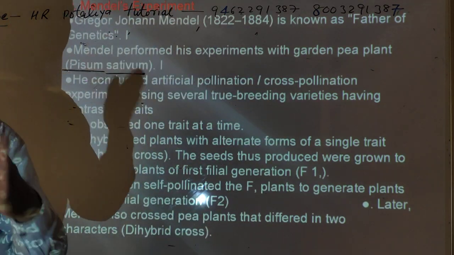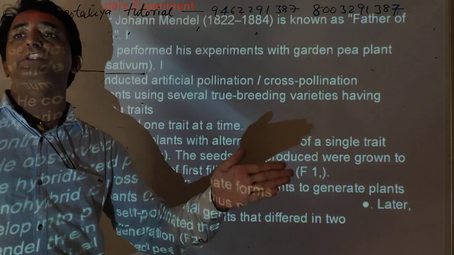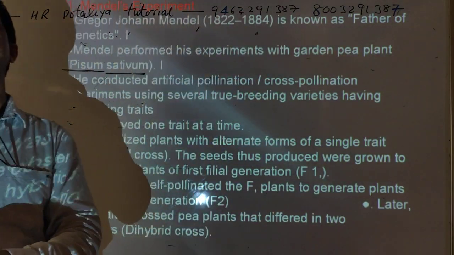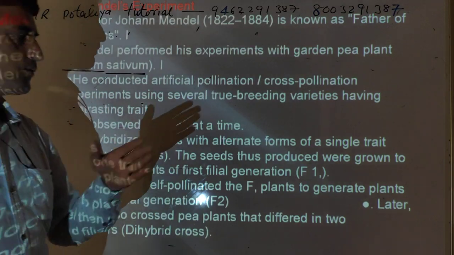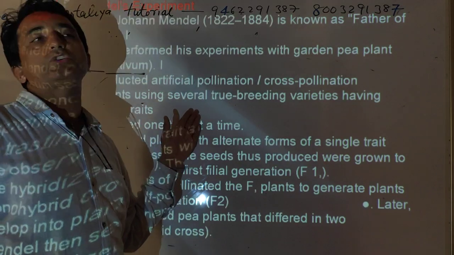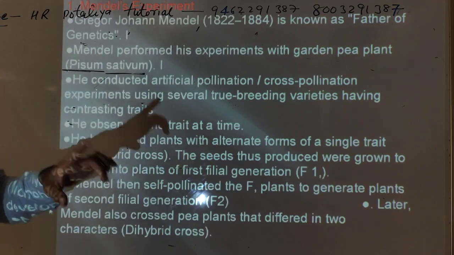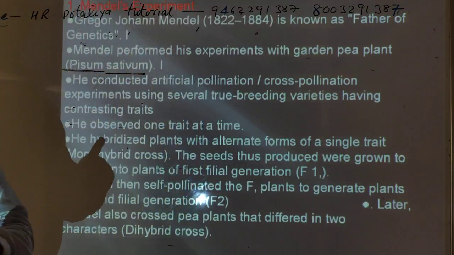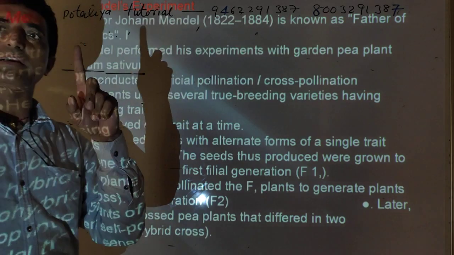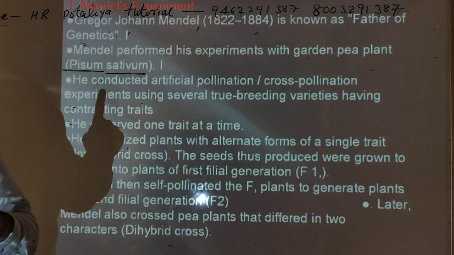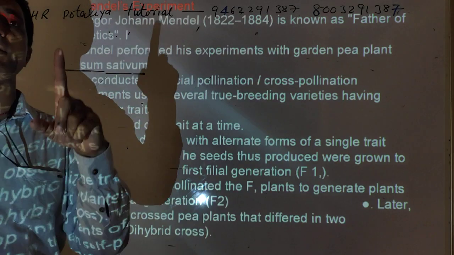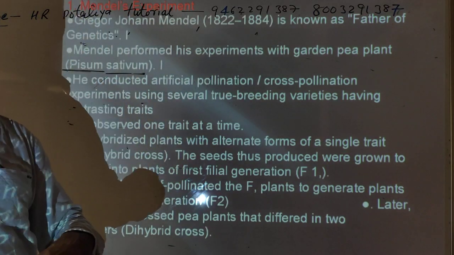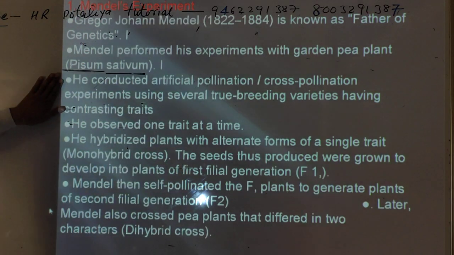Those traits which appear in the F1 generation are the dominant traits. Those traits which do not appear in the F1 generation but appear in the F2 generation are the recessive traits. Recessive traits are always present in homozygous condition. Traits consisting of the same type of genes are homozygous, and traits consisting of dominant and recessive parts are heterozygous.